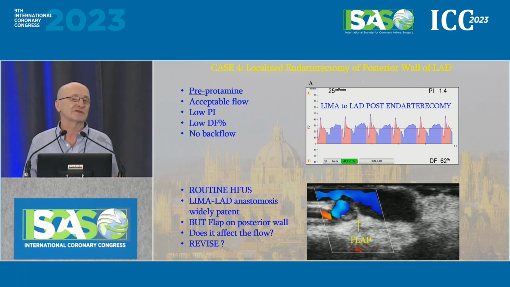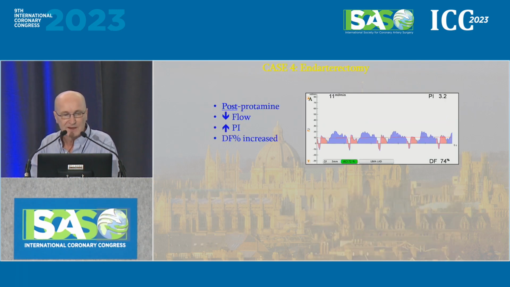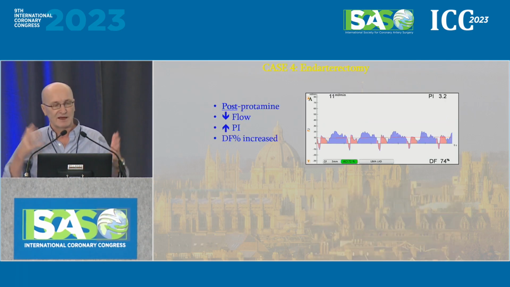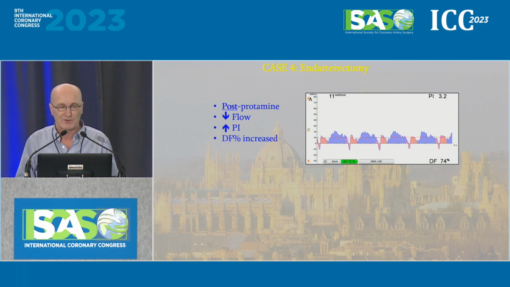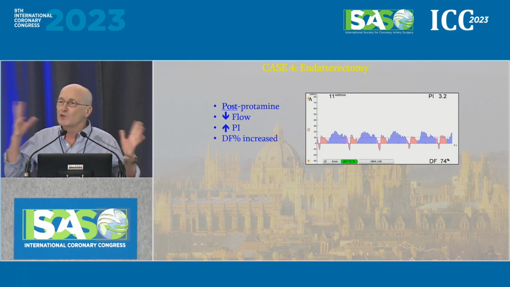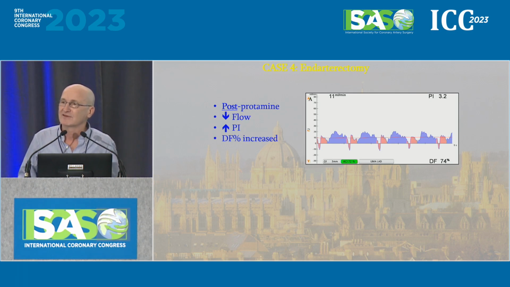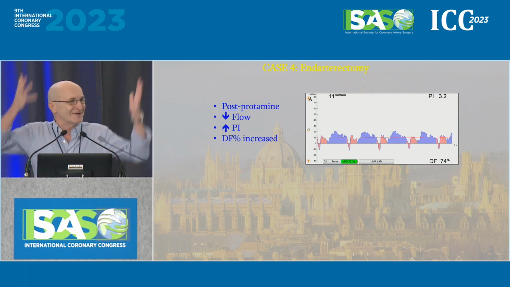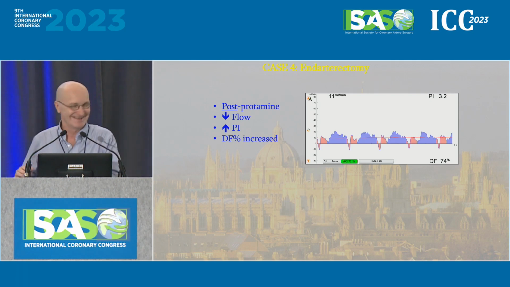Okay, so I looked at this and my view was, this is not functionally important. I can see something on the posterior wall, but I didn't think this would be functionally important. So what I did was, I asked my anesthetist to give the protamine, and now look what happens. The flow drops to 11 mils per minute, the PI significantly increases. So who would now revise this graft? Good. Come on, more and more.